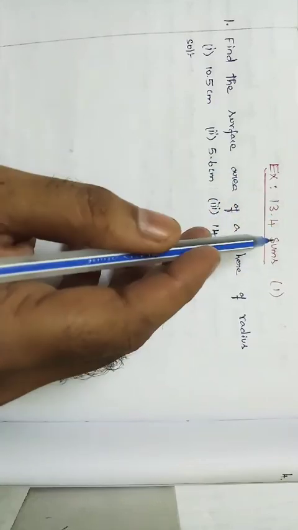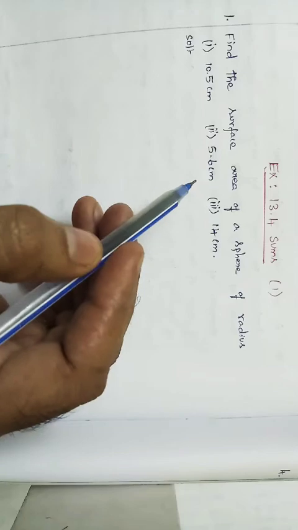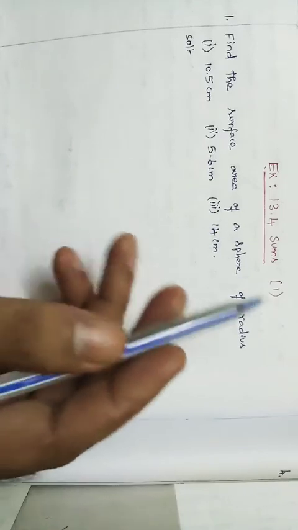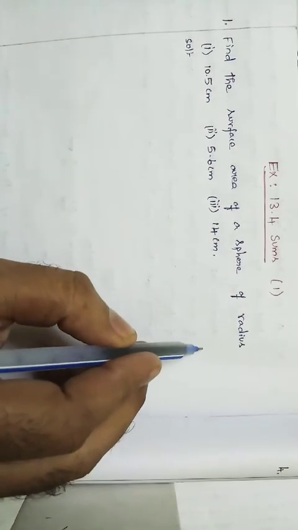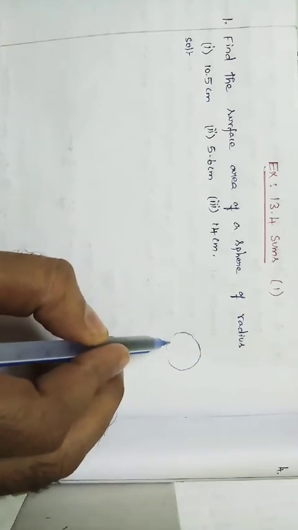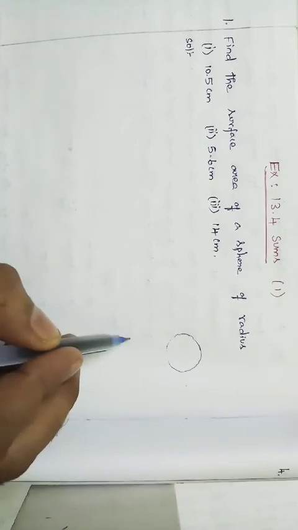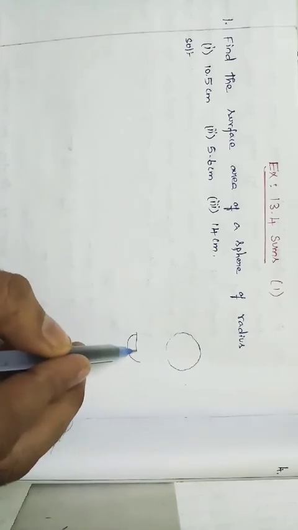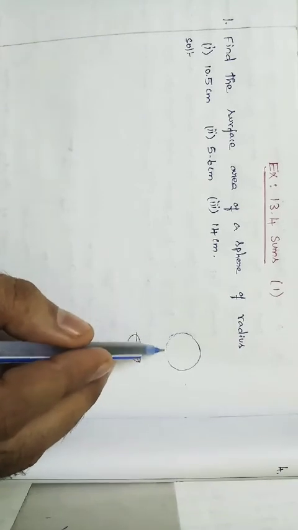Hi students, today we are going to see exercise 13.4, and in this exercise we are going to discuss the surface area of a sphere and a hemisphere. The best example for a sphere is a ball, and a hemisphere is half of the sphere.